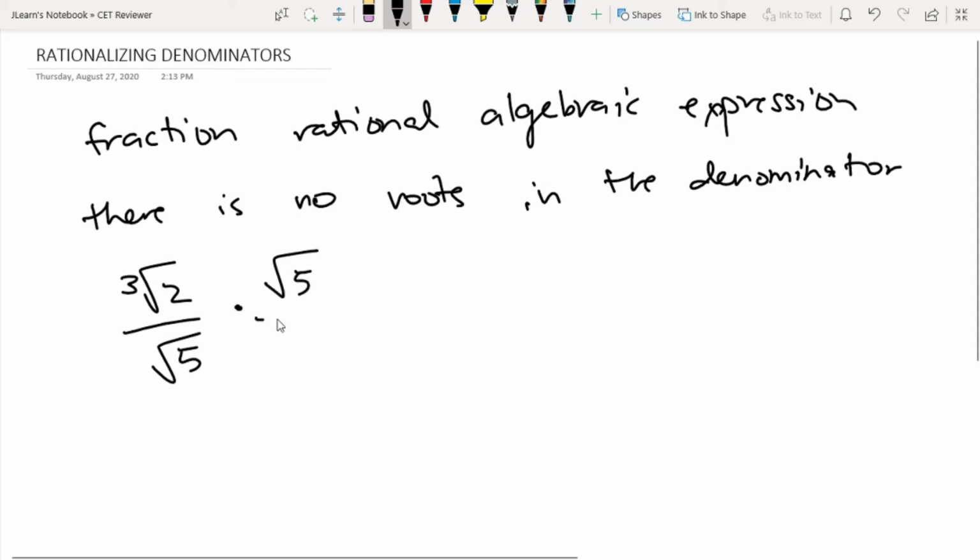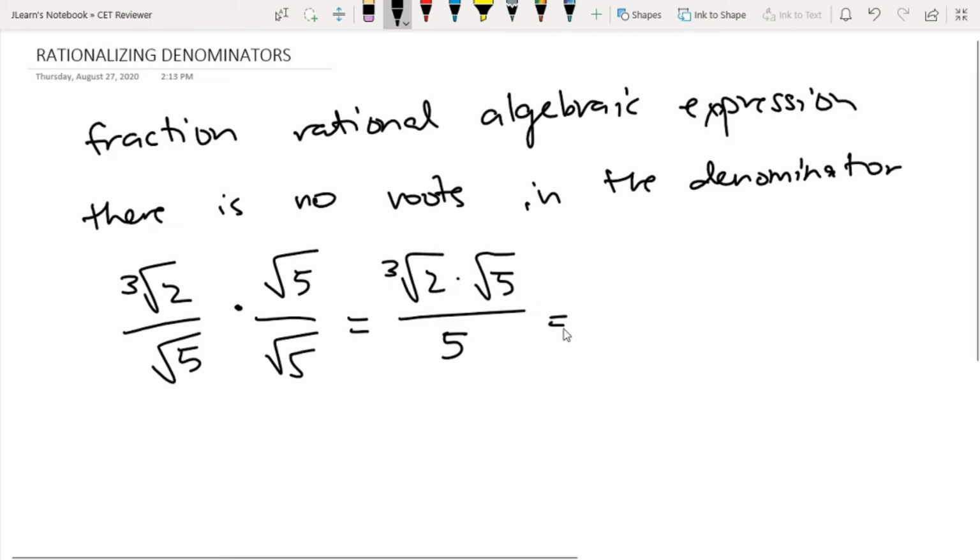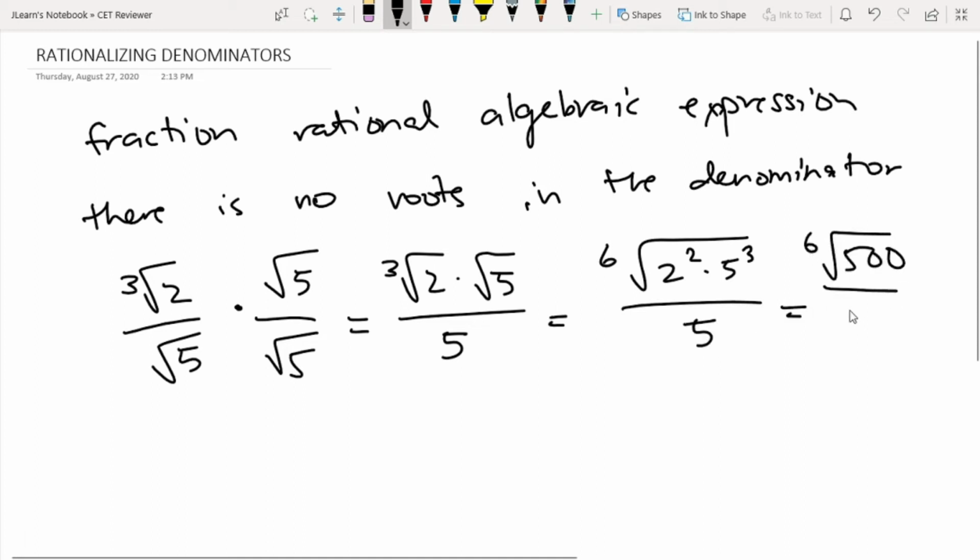So if we multiply the numerator and denominator by square root of 5, yung denominator magiging square root of 5 times square root of 5, which will just be 5. So nawala na yung square root. And yung numerator will just be cube root of 2 times square root of 5, which using yung law na natutunan natin from the last meeting will just be the sixth root of 2 squared times 5 cubed all over 5, which will be the sixth root of 500 all over 5.